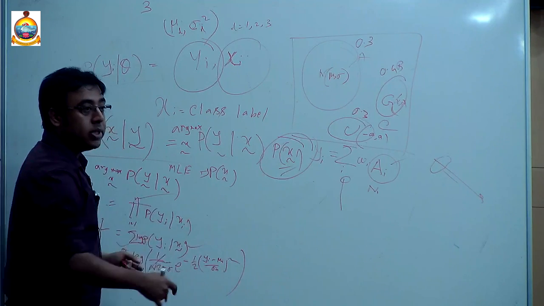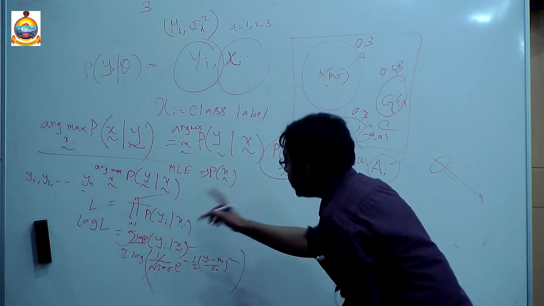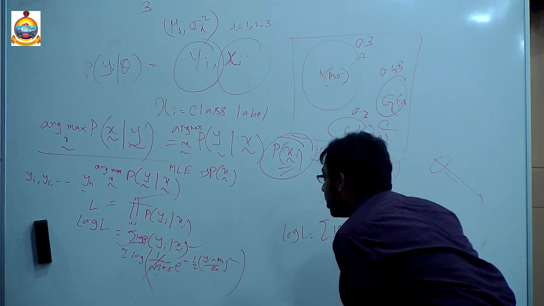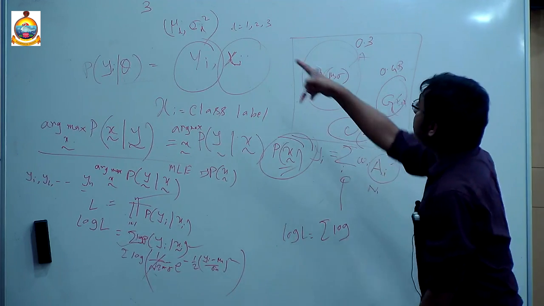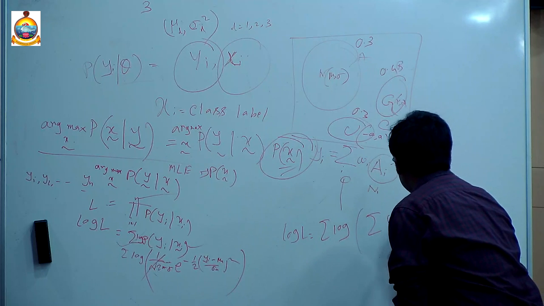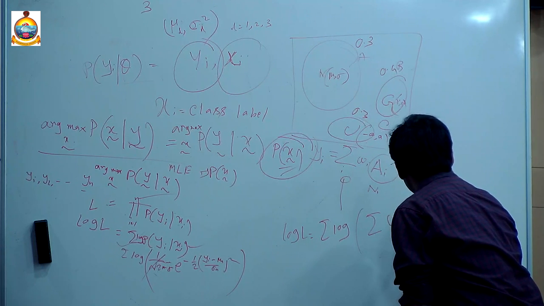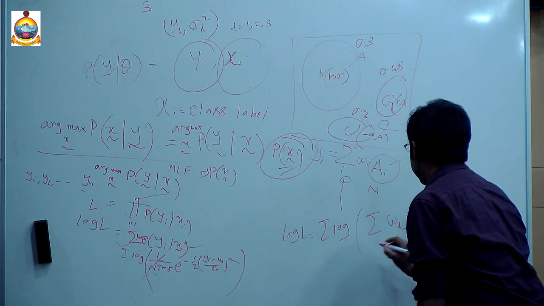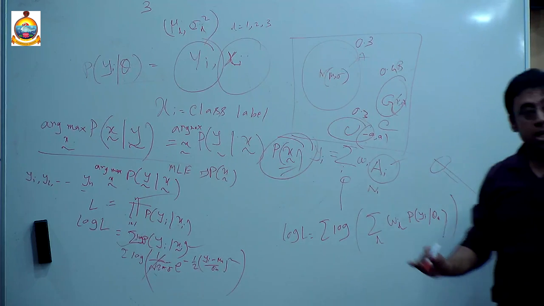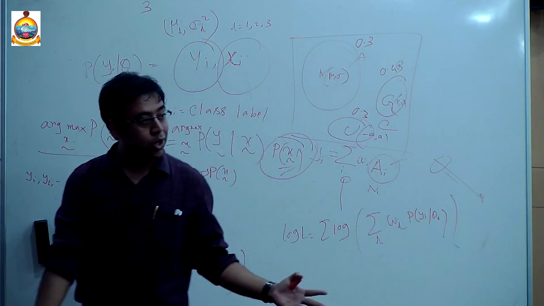But what happens if you have a mixture model? In that case, this function changes to a sum over log, and what is the probability function? It is the sum over l of w_l times p(yi given theta l), what I wrote there. Now this is actually our density function in this case. This density is a mixture. So you have a summation function inside the logarithm.